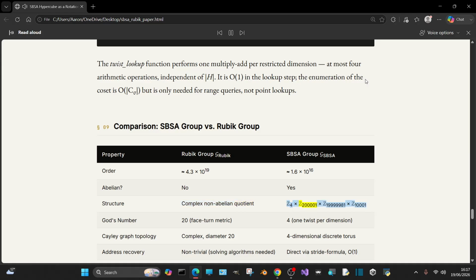4 times 2000001 times 1999981 times 10001. God's number. 20, face turn metric. 4, 1 twist per dimension. Cayley graph topology. Complex, diameter 20. 4-dimensional discrete torus. Address recovery. Non-trivial, solving algorithms needed. Direct via stride formula, O(1).